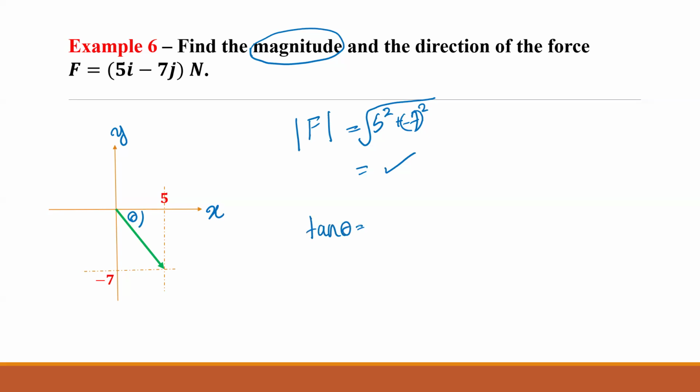Tan theta is equal to opposite, which is this length, 7, divided by 5. So theta is tan inverse of 7/5.